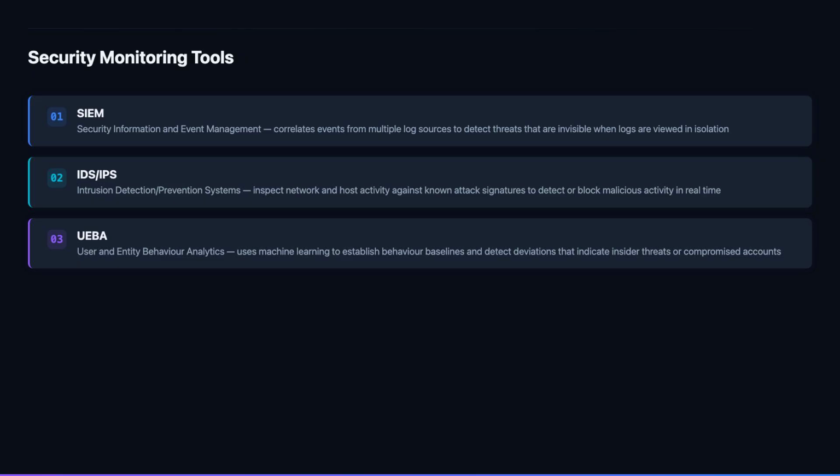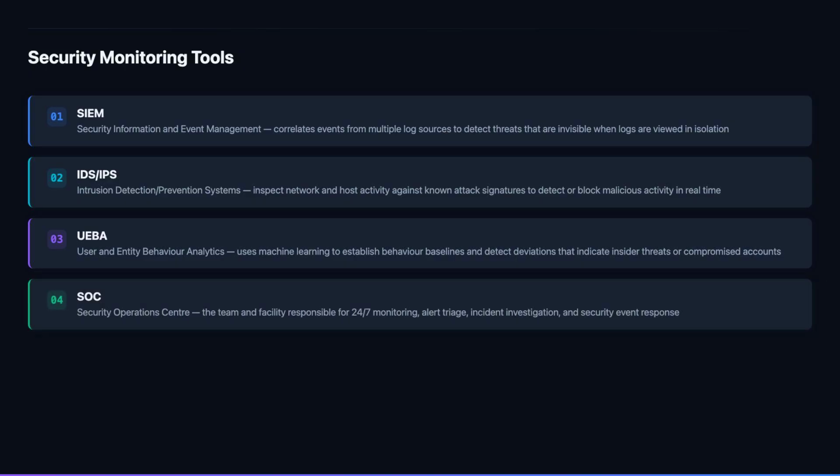UEBA is particularly effective for detecting slow and low insider threats, where a malicious insider gradually escalates access or exfiltrates data in small quantities over an extended period, which are designed specifically to avoid triggering rule-based alerts.